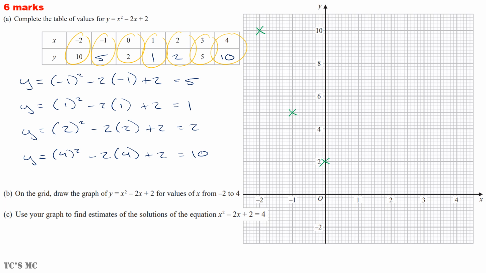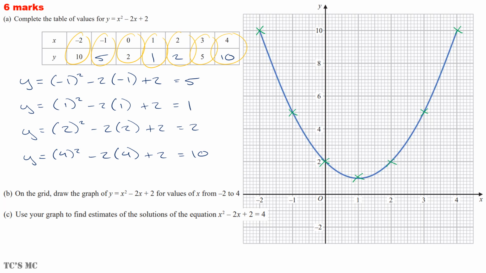1, 1. 2, 2. 3, 5. And finally 4, 10. For plotting all of them correctly, we now have 1 mark for Part B. For joining them up with a smooth curve, we would get our second mark.